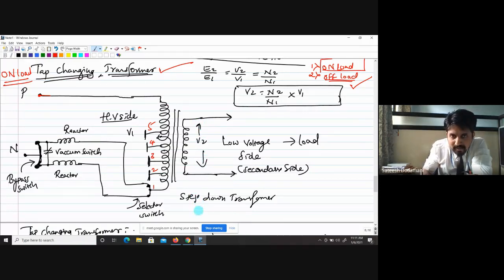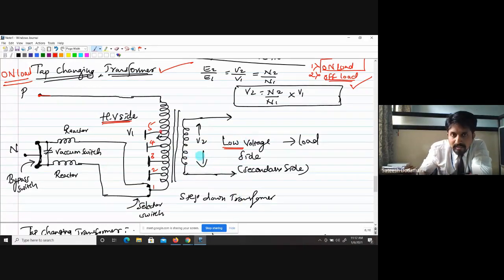Basically, the number of primary windings is high at the high voltage side, and the number of secondary turns is less, because it is step down. Down means the secondary level is low voltage, and at the primary side the voltage will be high. So that is what we call a step-down transformer. That same step-down transformer they have drawn.